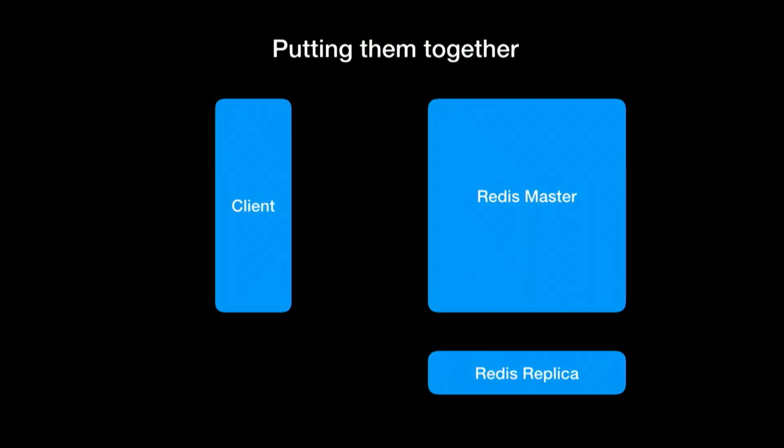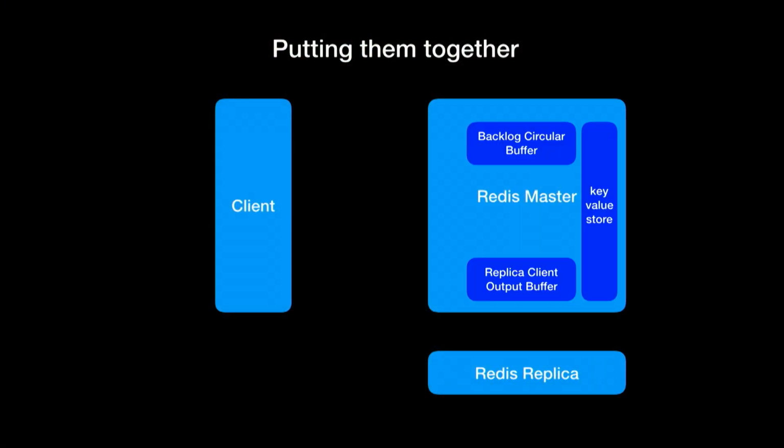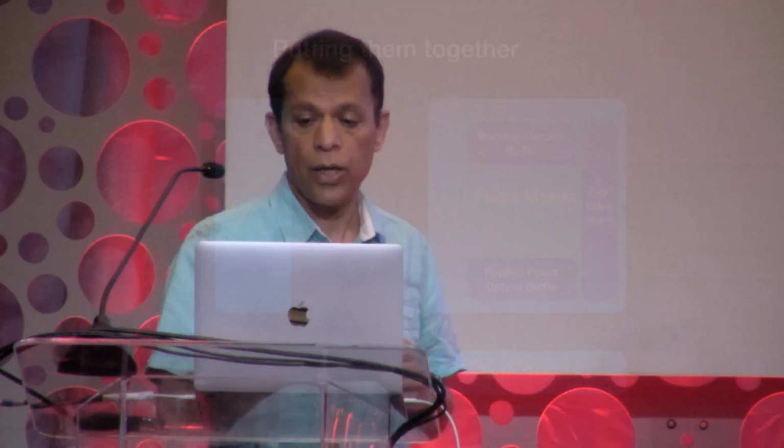Now let's put it all together. So we have a client, and we have Redis Master and Redis Replica. And if I double-click on the Redis Master, of course, it has a key value store. That's the primary purpose of it. And it has a backlog circular buffer. And it also has this replica client output buffer that I talked about.